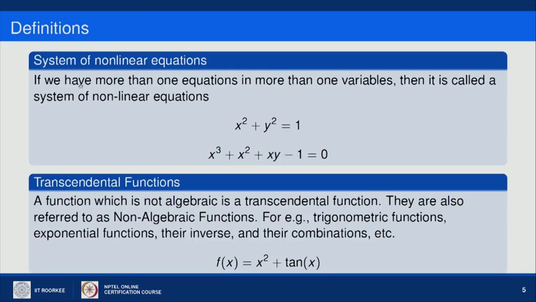Like we had the system of linear equations in the previous unit, in this unit also we can have a system of nonlinear equations. If we have more than one equation in more than one variable, then it is called a system of nonlinear equations. For example, take these two equations: the first equation is x square plus y square equals 1, and the second equation is x cube plus x square plus xy minus 1 equals 0. So here we have two equations in two unknowns, and both equations are nonlinear in x as well as in y. We will learn in the last lecture of this unit how to solve such a system using some numerical technique.